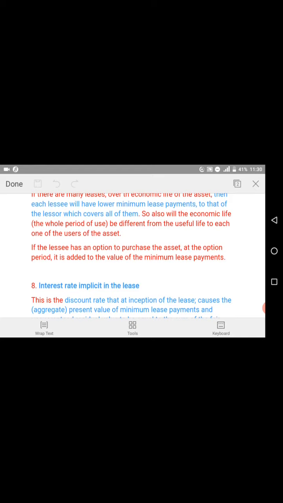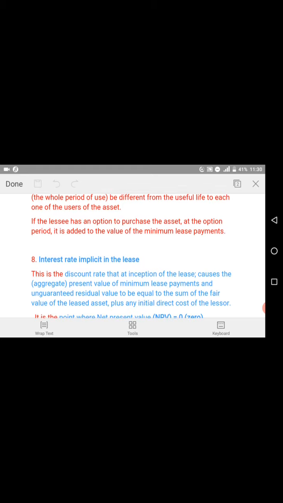This is the discount rate that at inception of the lease causes the aggregate present value (PV) of minimum lease payment and unguaranteed residual value to be equal to the sum of fair value of leased assets plus any initial direct cost of the lessor. Now you can represent this mathematically with English terms. PV of minimum lease payment plus PV of unguaranteed residual value equal to fair value plus initial direct cost, you could put it mathematically like that.